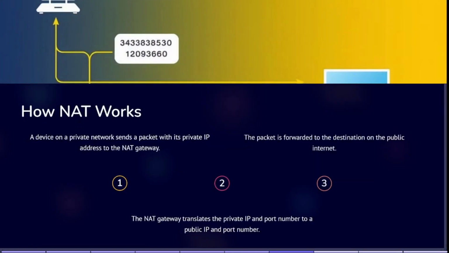How does NAT work? That's the main question on the slide. Here is how NAT functions when a device on a private network sends a request to the internet: NAT replaces the private IP with a public IP. Once the response comes back, NAT translates it back to the original private IP, ensuring seamless communication.